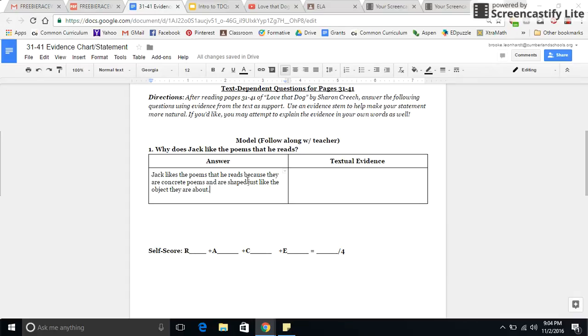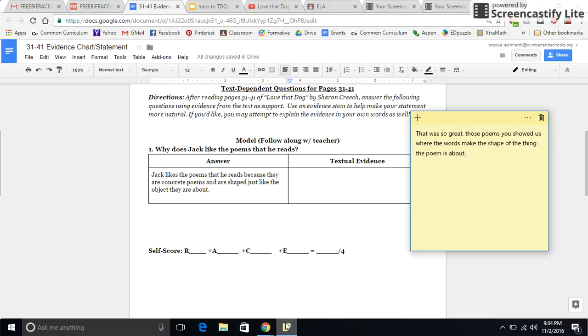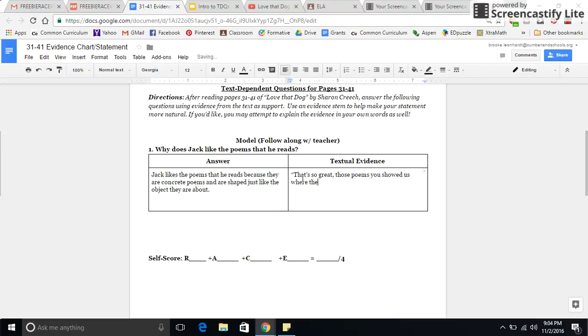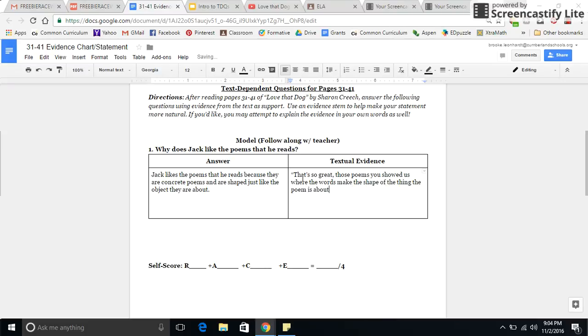Now, C. C stands for cite evidence, okay? Cite evidence. Well, let me find my evidence first. Okay, page 33, let's see. Oh, okay, here we go. "That's so great. Those poems you showed us where the words make the shape of the thing the poem is about," close quotation marks, and that's page number 33, and it starts on line number 1.